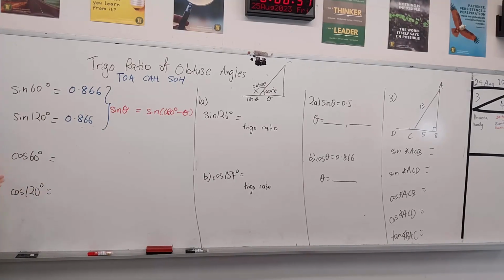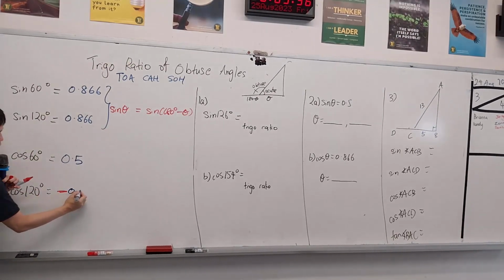What you get? You get 0.5. Yeah, you do try to experience it. You press and you will see 0.5. Okay, now please press cosine 120. You realize that 60 and 120 again add up to 180. But what is this? Okay, yes, the trigo ratio of this obtuse angle is negative 0.5.